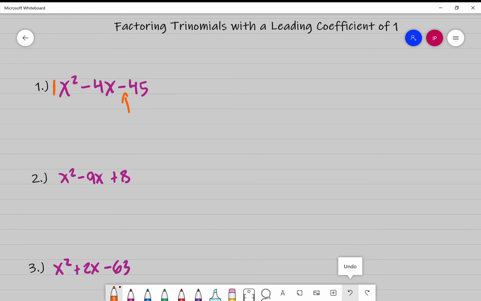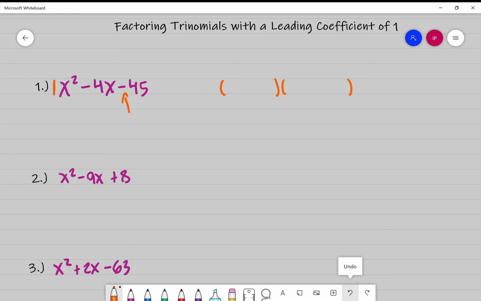And what I said was if this sign is positive, that means both of the parentheses will be the same. And if this is negative, they'll be different. So, as we see, it's negative. So that means they're going to be different. So our first step is go ahead and write in our parentheses. I don't know why I'm saying exponents.